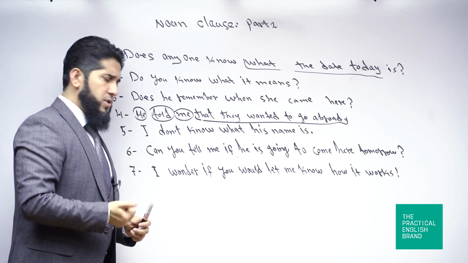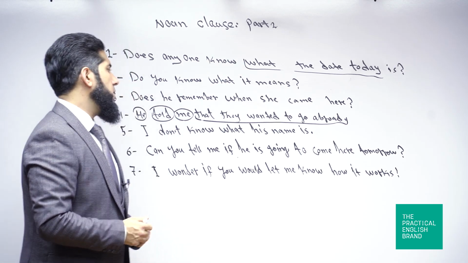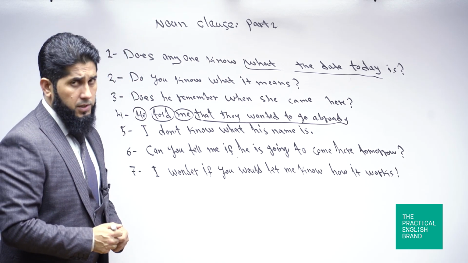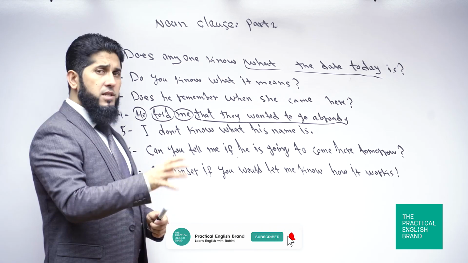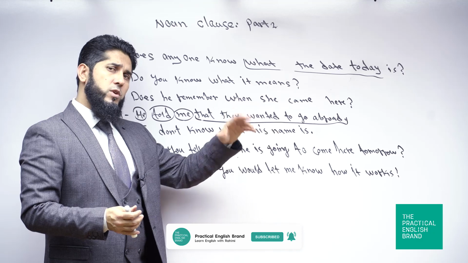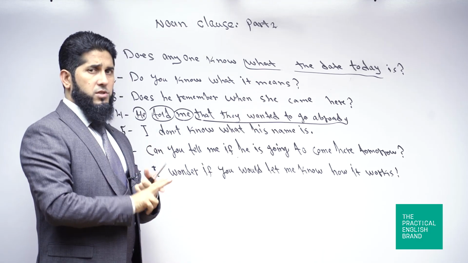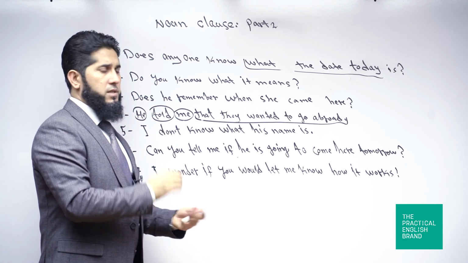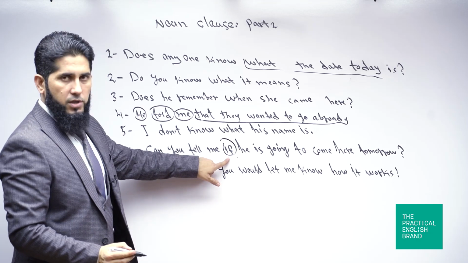Now, sentence number 6. Can you tell me if he's going to come here tomorrow? As I told you before, besides those words, what, whatever, which, whichever, who, whoever, when, whenever, if and that, these two conjunctions can also start our noun clauses. So here, the noun clause starts with the conjunction if over here.